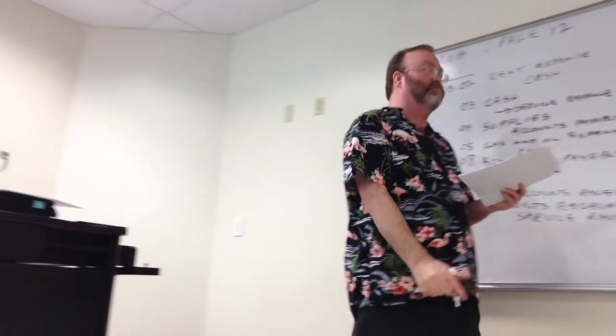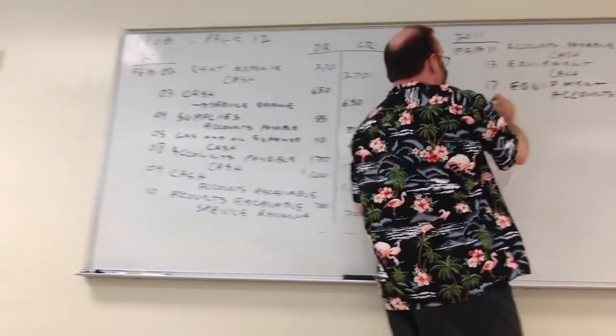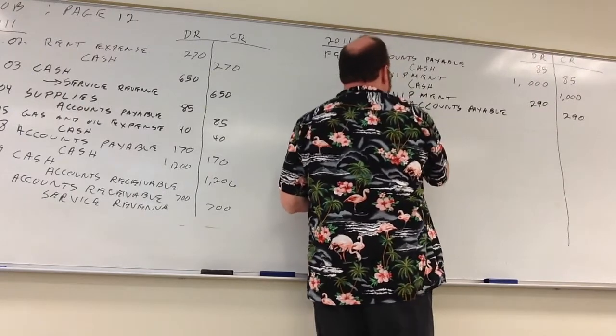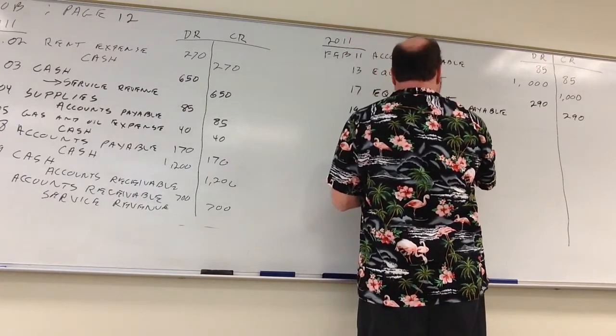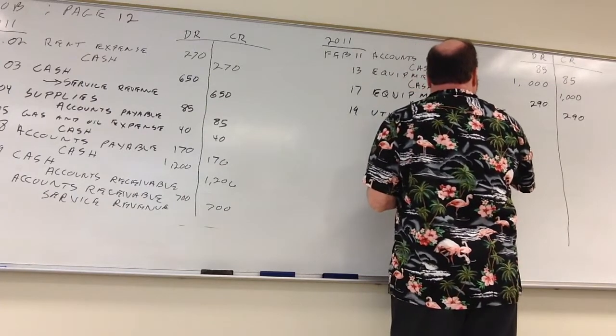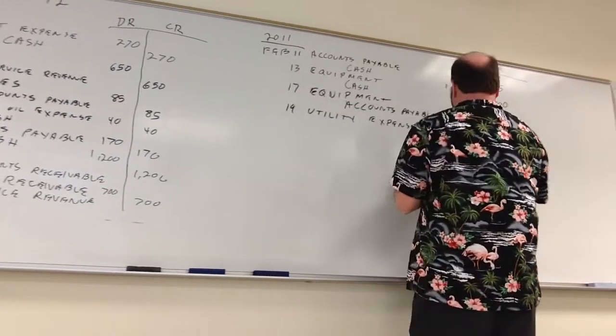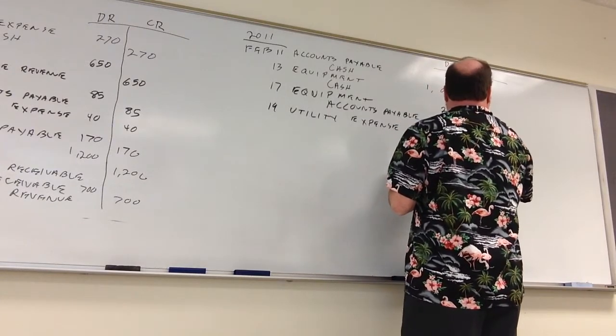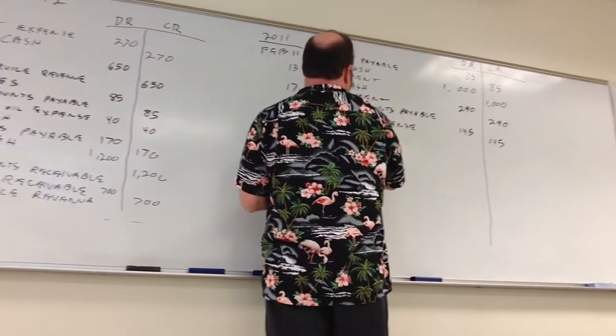The 19th, we paid this month's utility bill, $145. Utility expense, $145. And the credit is to cash.